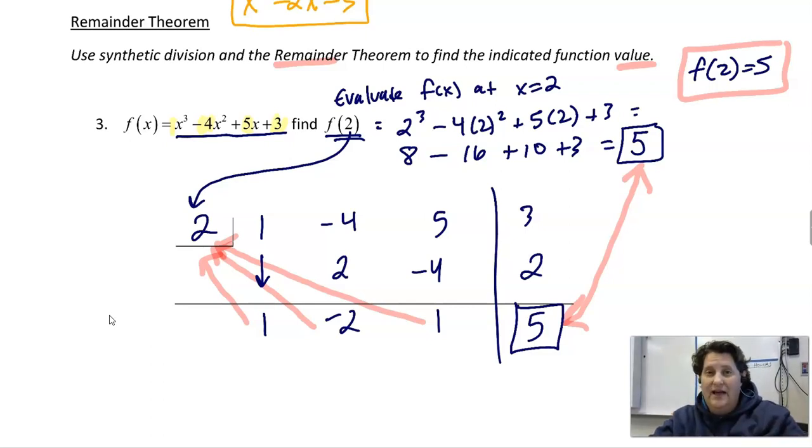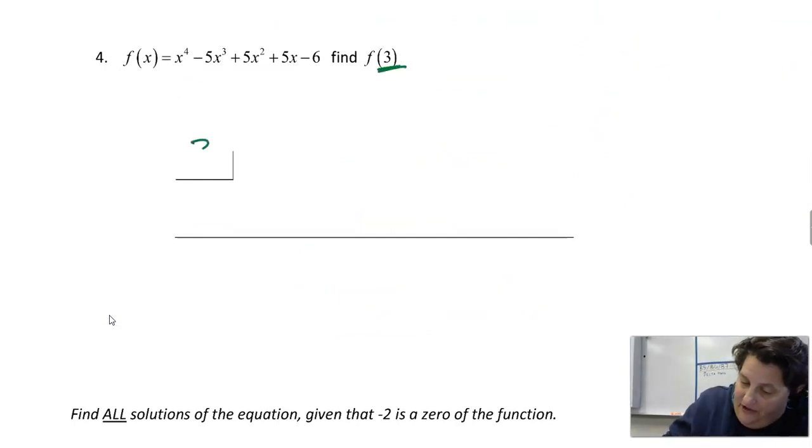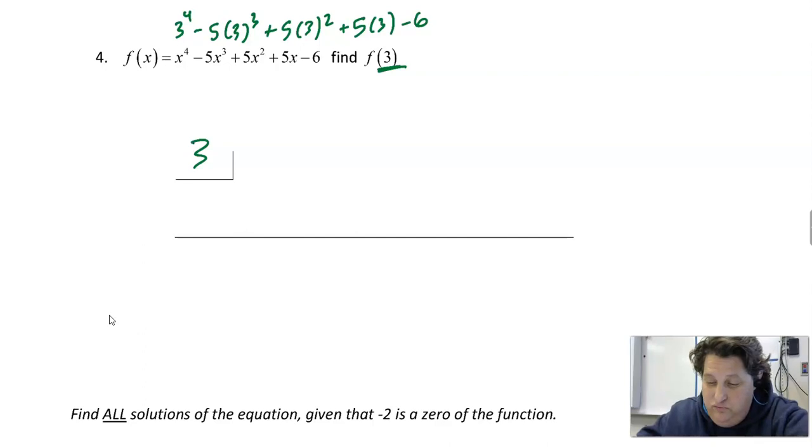Okay? So that's what the remainder theorem says. All right? Let's take a look at another one of the remainder theorem. I'm trying to find the value at 3. If I tried to plug this in, and let's say I didn't have a calculator, that would really kind of stress my brain out, right?